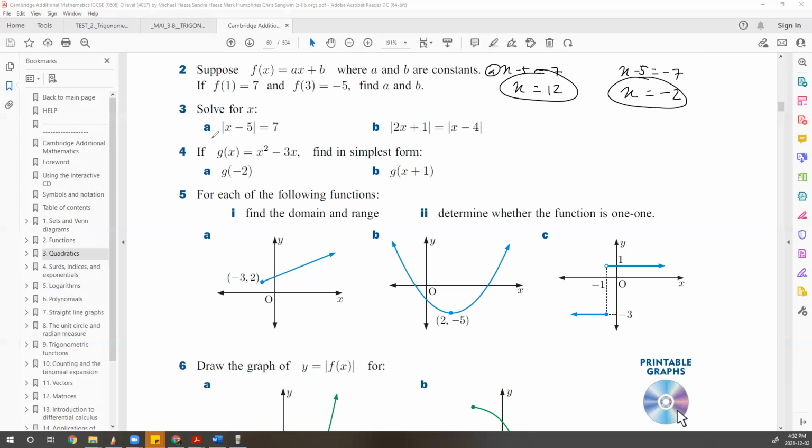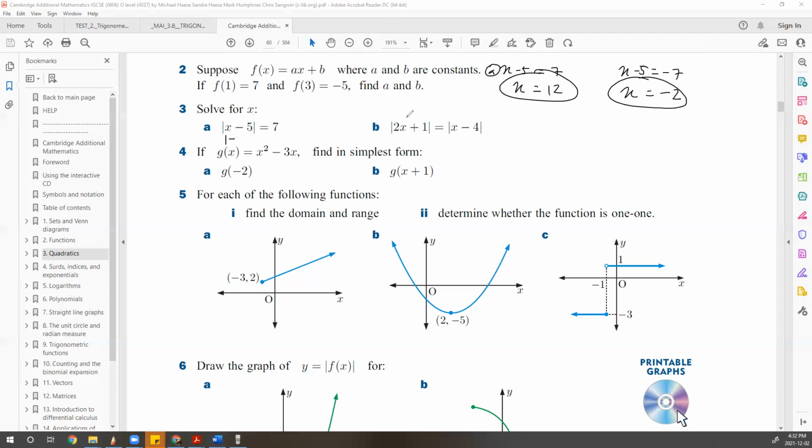Okay. If I put x as 12, piece of cake, 7. Absolute of 7 is 7. But how can I be so sure about -2? Because -2 minus 5 is -7, right? The absolute of -7 is 7 as well. That's it. But how to do B?